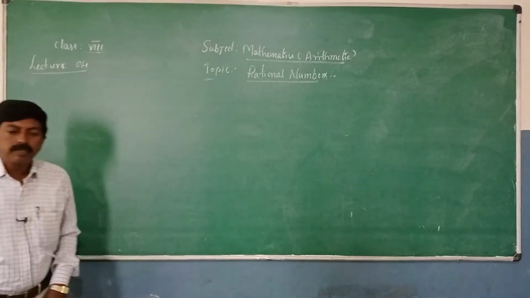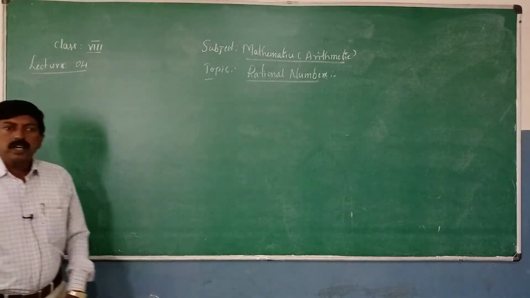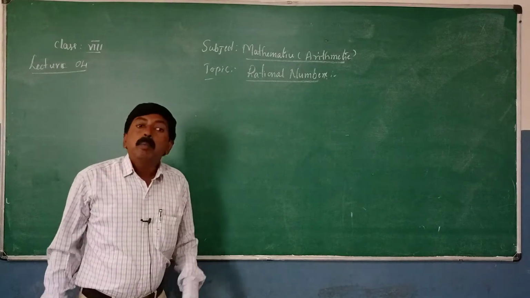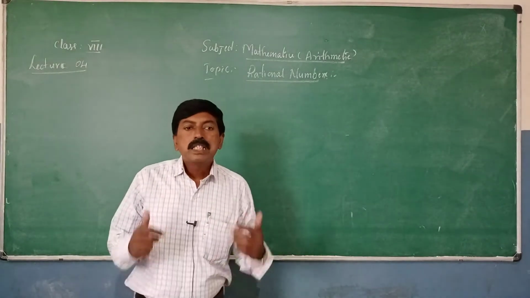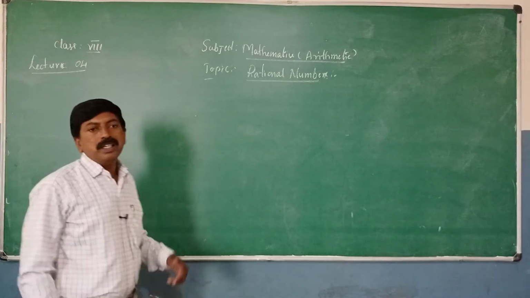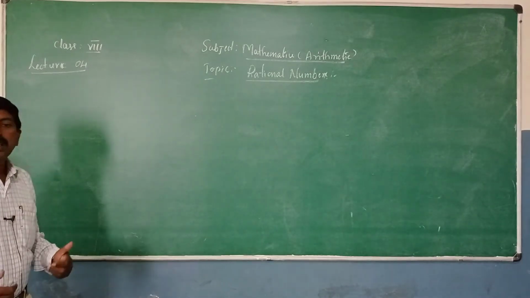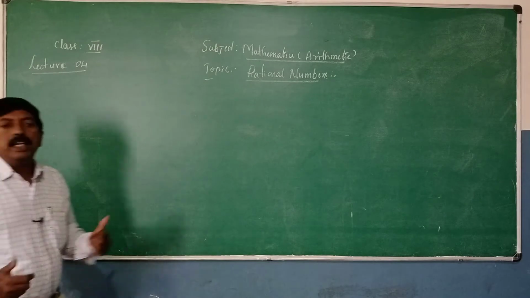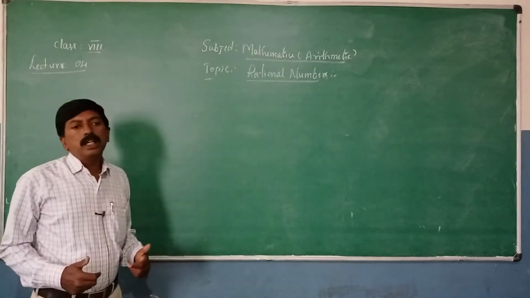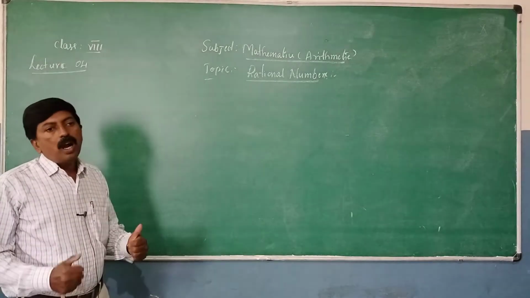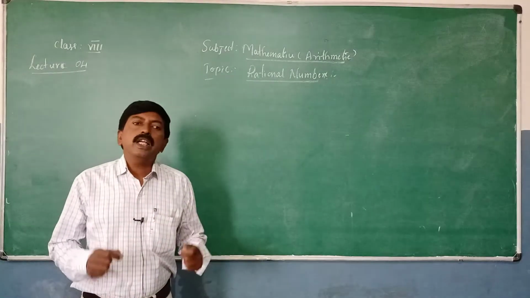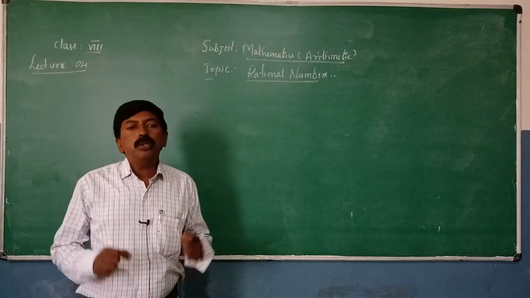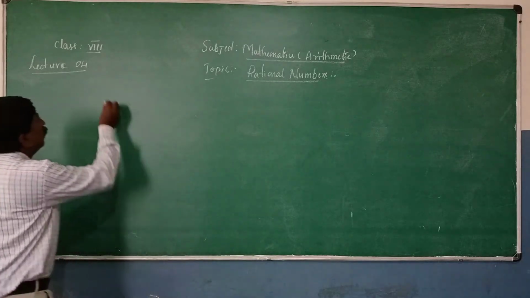Well, students, in our previous class, we have studied the meaning of rational numbers, and also examples of rational numbers, as well as certain properties, that is closure property, commutative property, associative property. So today, let us study about distributive property.